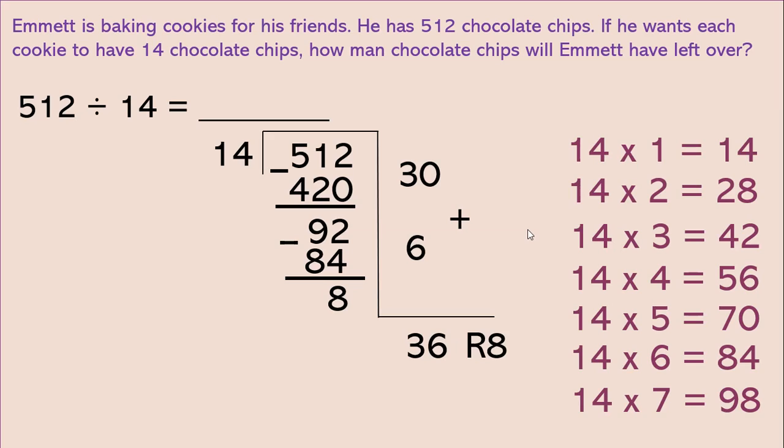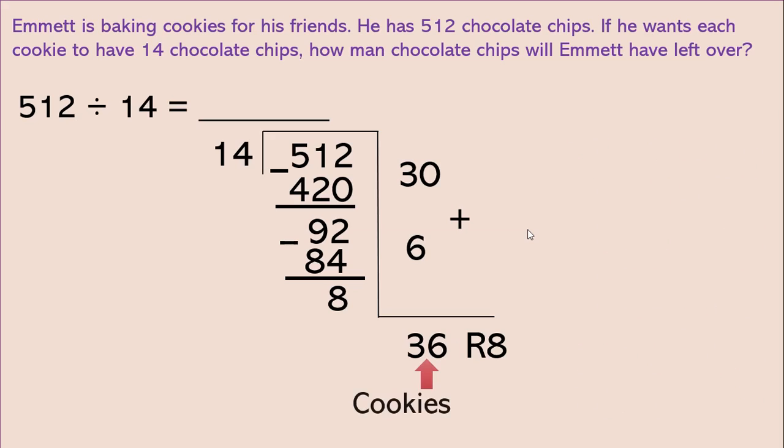But now we actually have to answer the question: how many chocolate chips will Emmett have left over? Well, the 36 represents cookies. So if Emmett makes 36 cookies with 14 chocolate chips on each cookie, that means that there's going to be 8 chocolate chips left over.